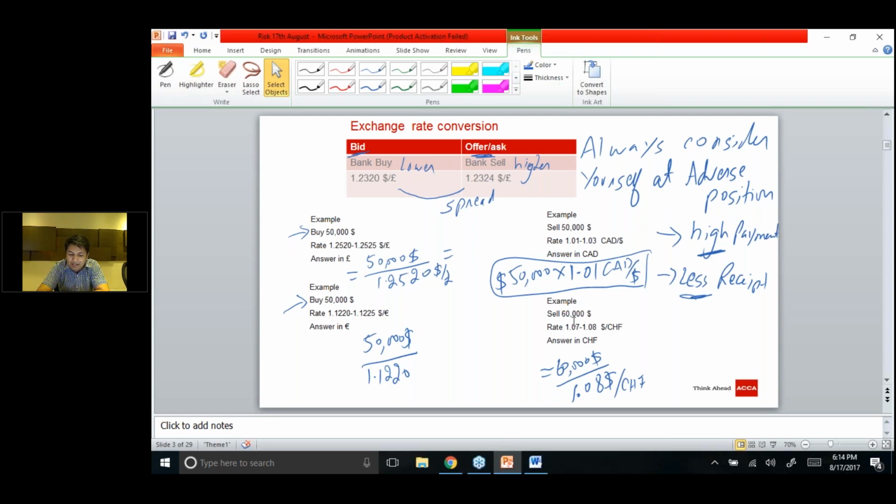If you are going to divide the exchange rate, you have to divide with the lower rate in order to get the higher answer in case of payment, and in case of receipt, you are going to divide with the higher rate. 90% of the currency conversions are from the division rule.